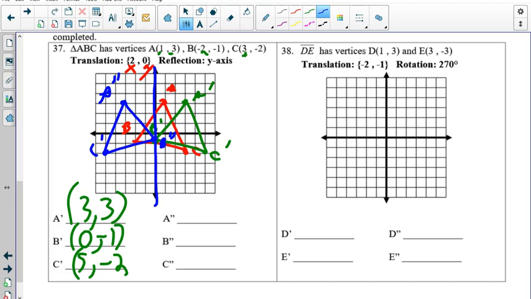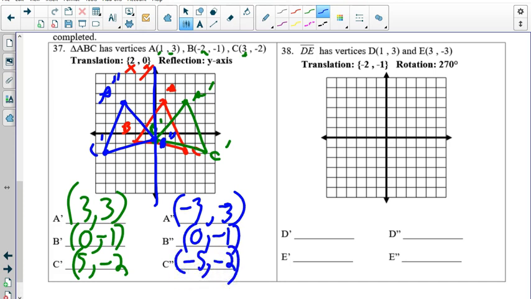So A double prime is at 1, 2, 3, negative 3, positive 3. Notice that's the same as A, we're just making the x opposite. This one didn't change. And what's the opposite of 5? Negative 5. And it's still down 2. So that's a math trick of doing it.